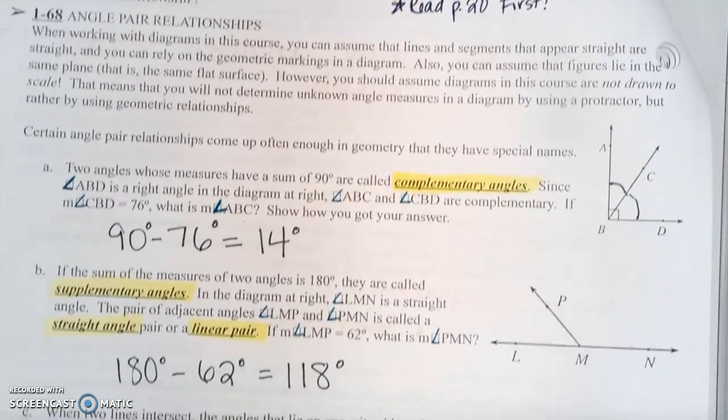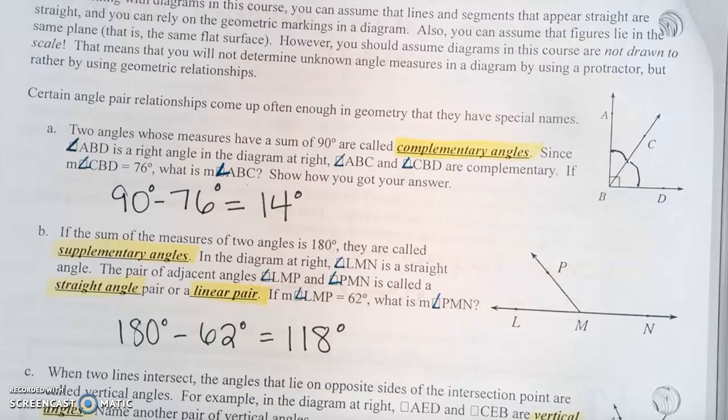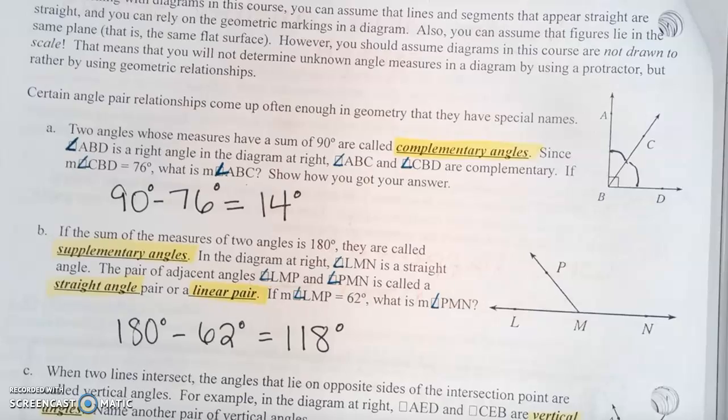Okay, so this one says their sum is 180. Instead of adding, we're going to what? Subtract. So we start with the 180 that they should be together. We subtract the one that we know. So the LMP, notice it's the smaller one over here on the left. We want this bigger one over here on the right, PMN. So we subtract 62, punch it in your calculator if you can't do that in your head, and you should get 118.